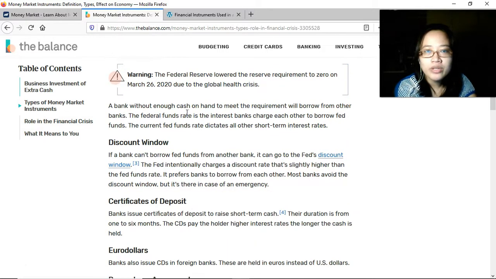Tapos, a bank without enough cash on hand to meet the requirement will borrow from other banks. Federal funds rate is the interest banks charge each other to borrow Fed funds. So, the current Fed funds rate dictates all other short-term interest rates. Tapos, currently daw, current events: the Federal Reserve lowered the reserve requirement to 0 on March 26, 2020 due to the global health crisis.